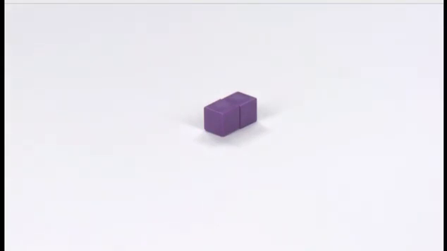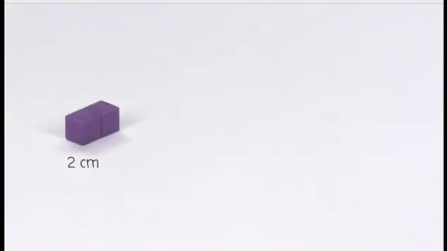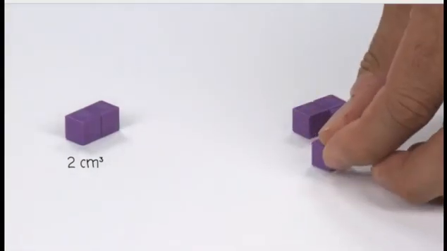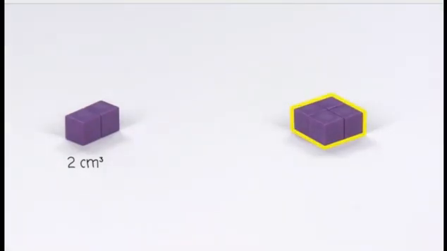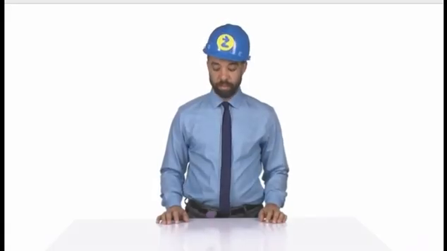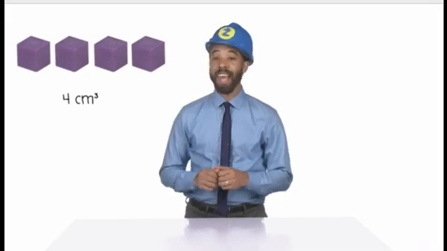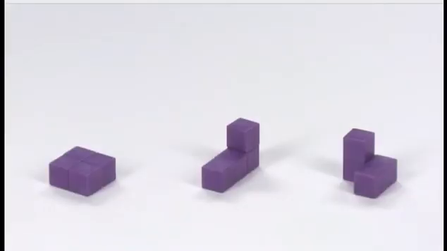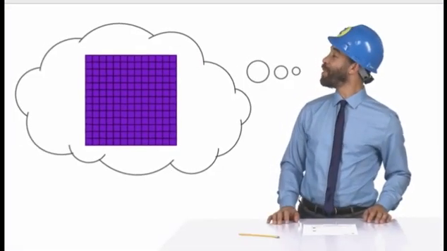What is the volume of this solid? 2 cubic centimeters. What is the volume of this solid? The volume is 4 cubic centimeters. Now, let's build a different structure with a volume of 4 cubic centimeters. Each of these shapes has a volume of 4 cubic centimeters. No matter how we arrange the 4 cubes, the volume stays the same. Ah, I can see our building now.